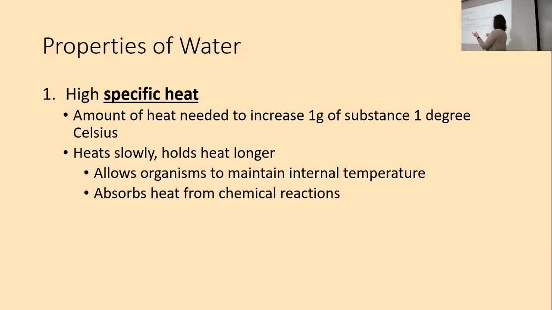It would be bad if all of these metabolic chemical reactions in your body were constantly heating your body up to the point that you overheated. But because we're full of water, it can absorb a lot of that energy and help us maintain our constant internal, nice, happy temperature, where all of the reactions are happening at the rate and in the way that they're supposed to. So property 1 of water: it has a high specific heat. It heats slowly and it holds heat for a long time.